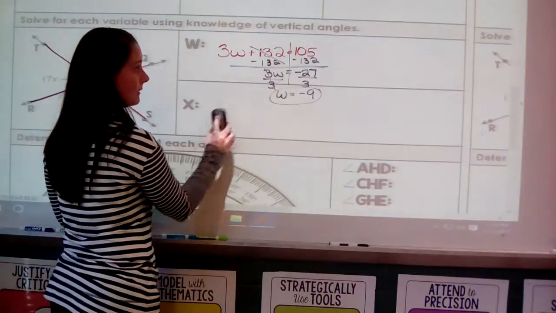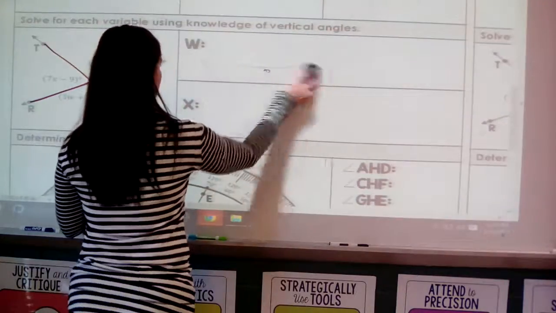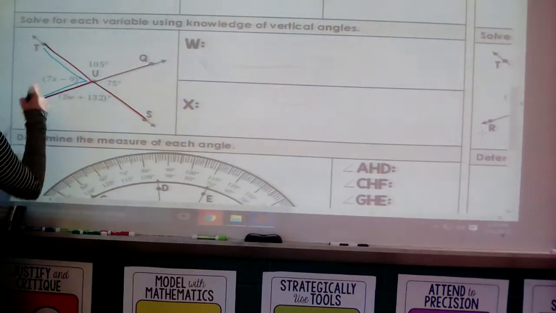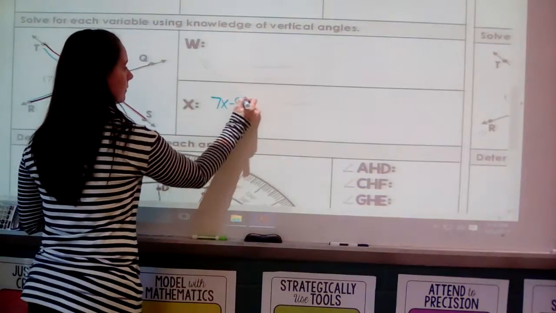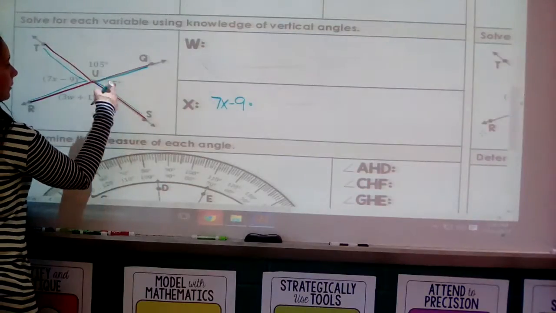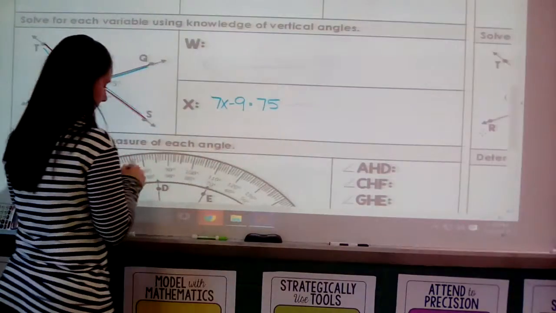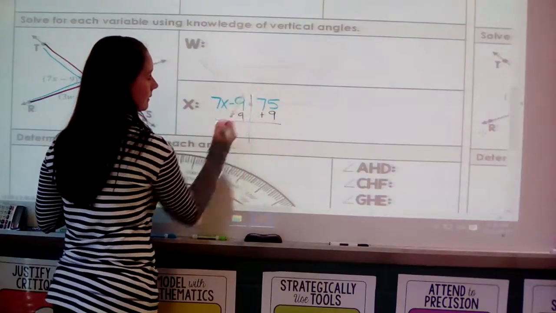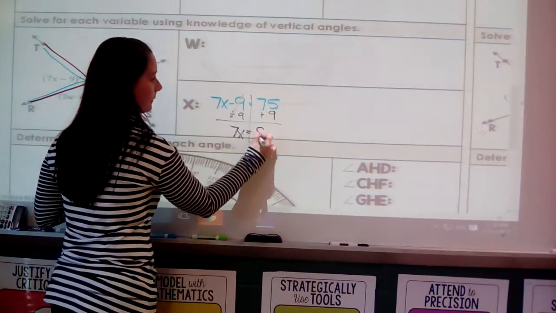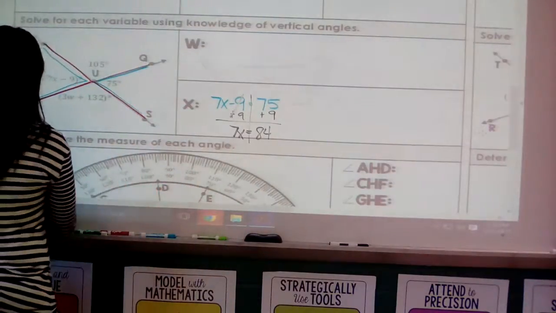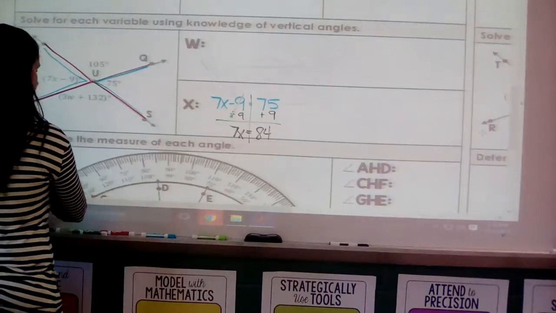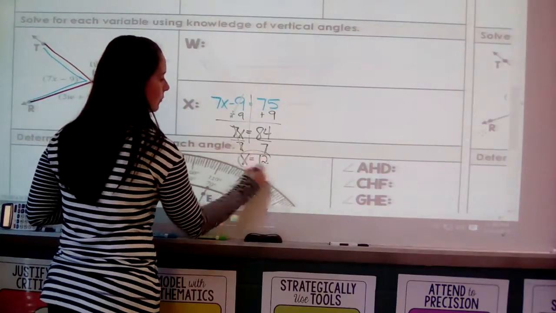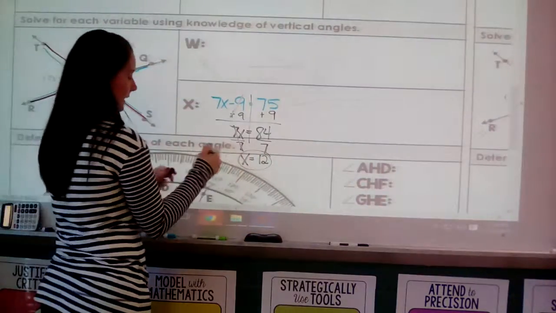Now I'm going to solve for X. If you need that, you can just pause and go back to it. Now when I'm solving for my X, I've got this angle here. The measurement is 7x minus 9, and that is equal to its vertical angle of 75. Now I'm going to solve for that. Start by adding 9 to both sides, and I'm left with 7x equals 84. I'm going to divide by 7, and I will get x is equal to 12. So the measurement of x is equal to 12.